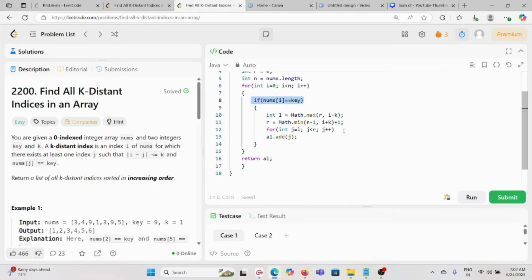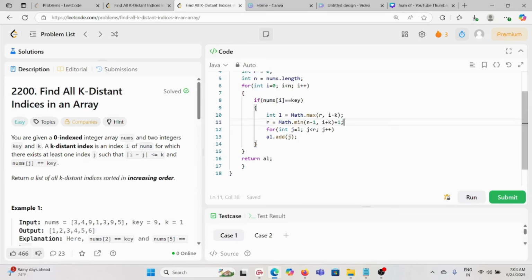In that case, we will take the left side, the range from where we will start. So it would be Math.max of R and i minus k, because i minus k would also be in the range. Similarly for the right side, we take Math.min of n minus 1, because up to n minus 1 we can go, and i plus k. And I'm adding plus 1 because we have to keep track of R for the next key, that this was the smallest index which is not visited yet.